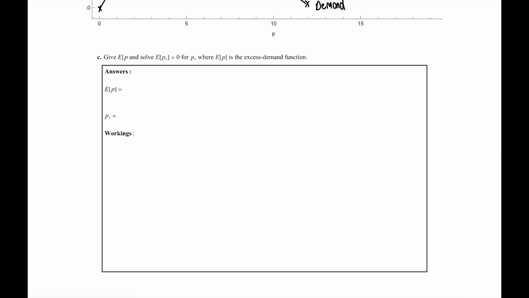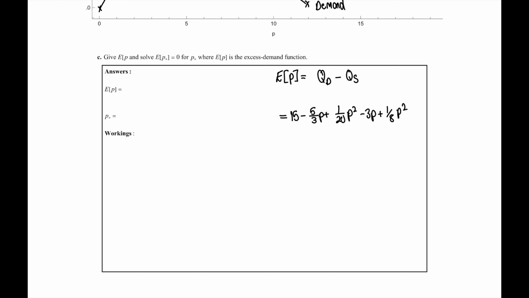Part C. Give the expected value of P and solve for E(P) equal to 0 for P asterisk, where E is the excess demand function. E, which is a function of P, is equal to quantity demanded minus quantity supplied, as that is what excess demand is. If I sub in the quantity demanded function and quantity supplied function, we get 15 minus 5 over 3P plus 1 over 20P squared minus 3P plus 1 over 8P squared.